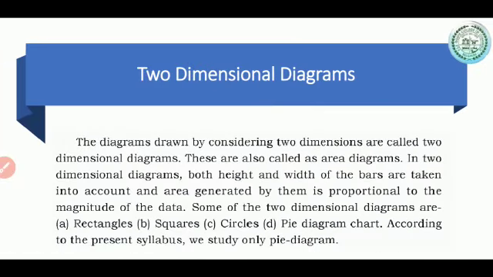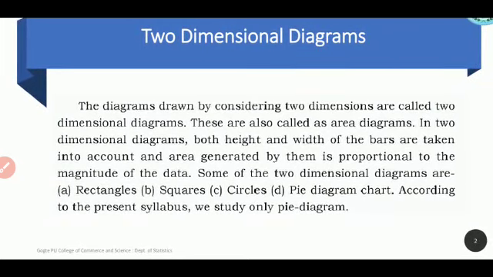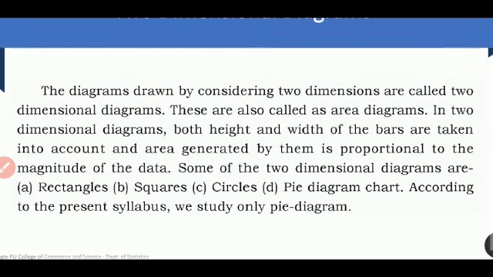Two-dimensional diagrams are nothing but where you are going to take two dimensions or two directions into consideration. That is, you may take length and width, height and length both together. So when you take two dimensions together, that is known as two-dimensional diagrams. The diagrams drawn by considering two dimensions are called two-dimensional diagrams. These are also called as area diagrams. In two-dimensional diagrams, both height and width of the bars are taken into account, and the area generated by them is proportional to the magnitude of the data.